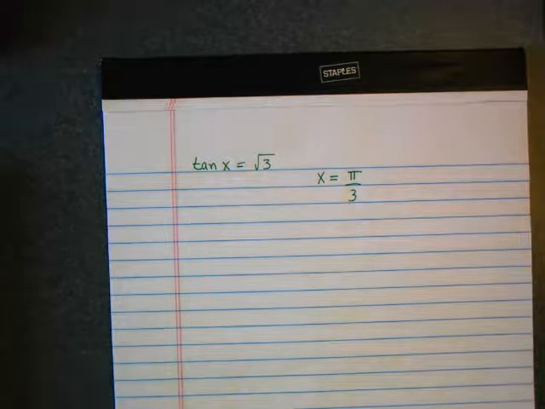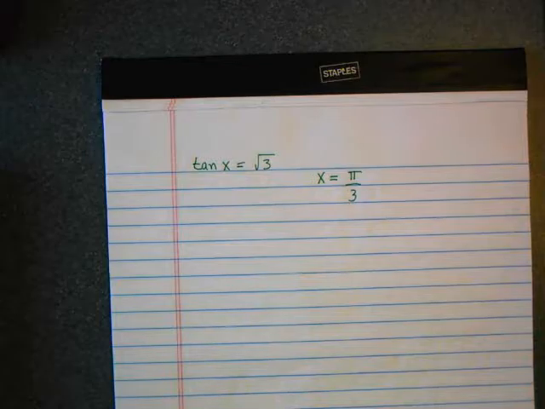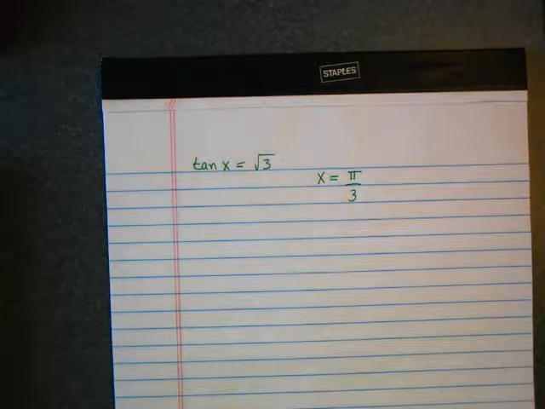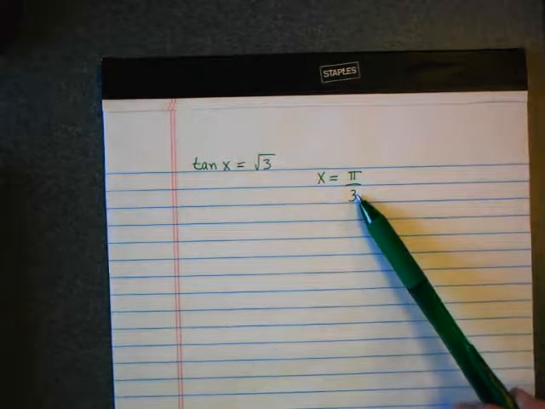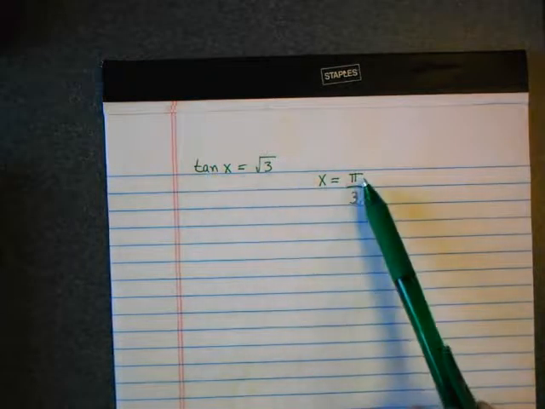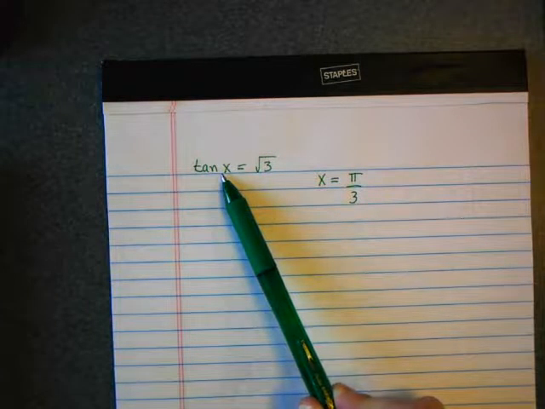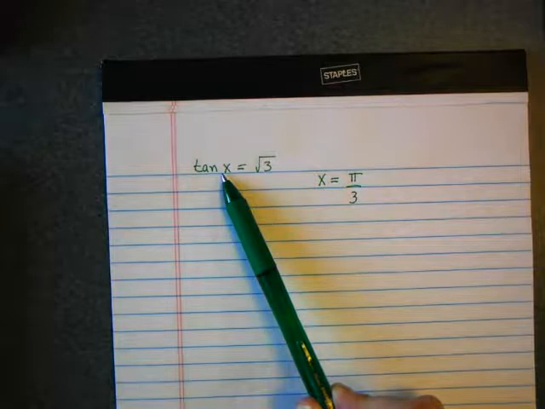The right answer is you're always right. All right, you looked it up. It is pi over 3. Where's the other answer? That's in quadrant 1. Tangent is positive in quadrant 1 and tangent is positive in quadrant number 3.